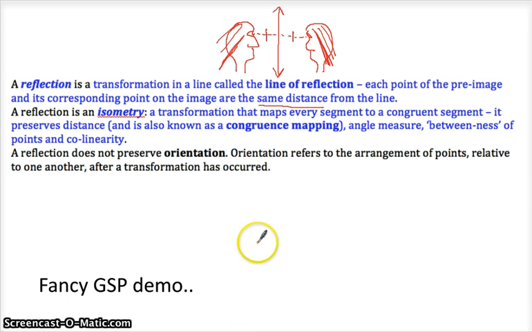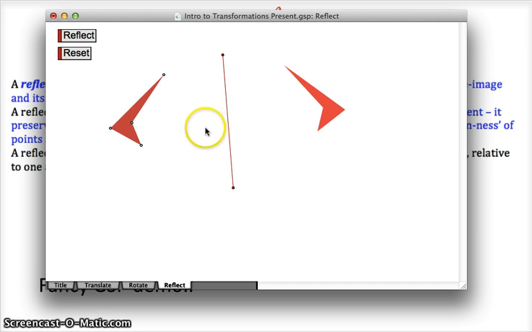All right, so reflection does not preserve orientation. That's just saying about being backwards. Orientation refers to the arrangement of points relative to one another after a transformation has occurred. So you might be able to tell from this picture already that every single distance in here is the same as every distance in there, but this one is somehow backwards from this one.